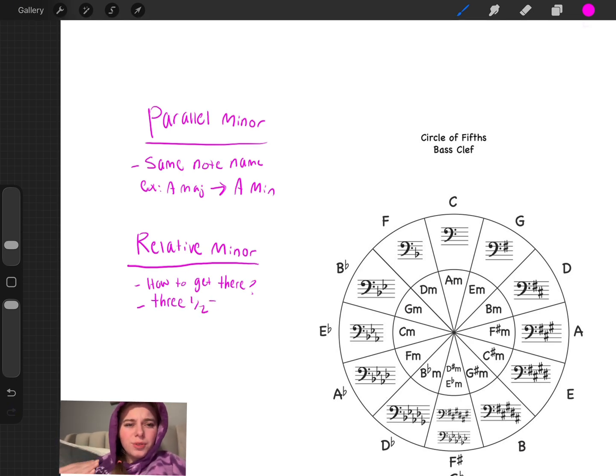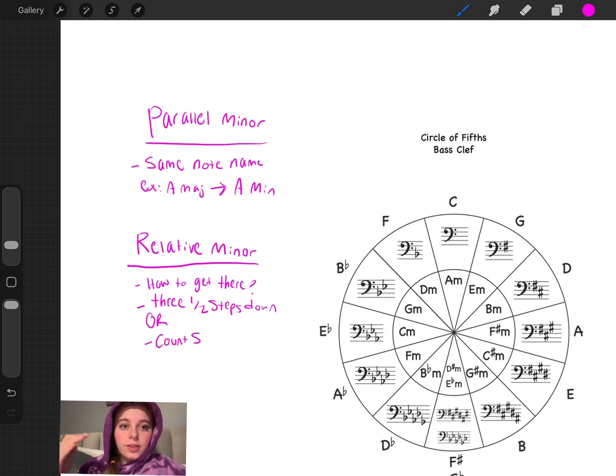Okay, so how do we do this without the sheets? Here's a couple different ways to do it. Let me put down the order of flats first, which is B, E, A, D, G, C, F. And then I'm going to put down the order of sharps next, which is F, C, G, D, A, E, B.